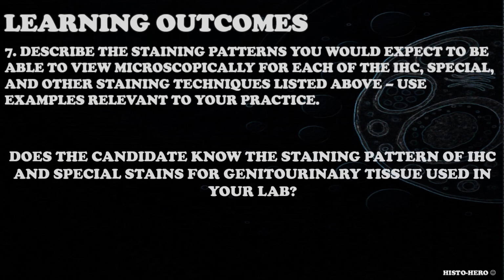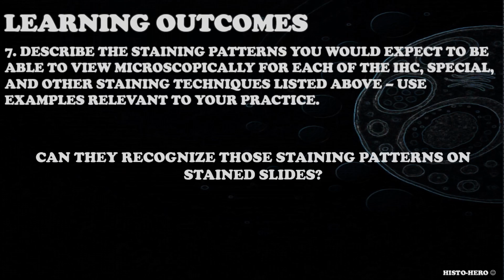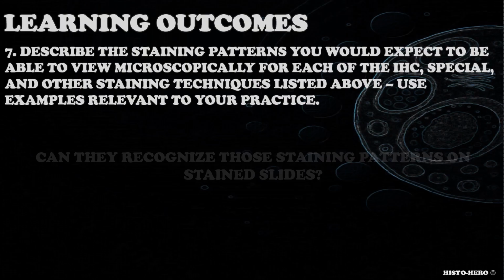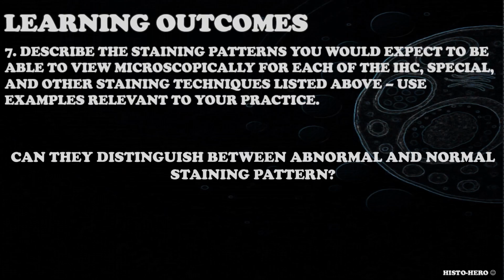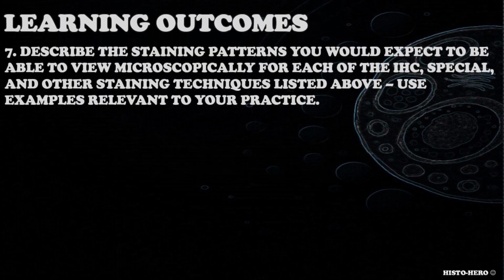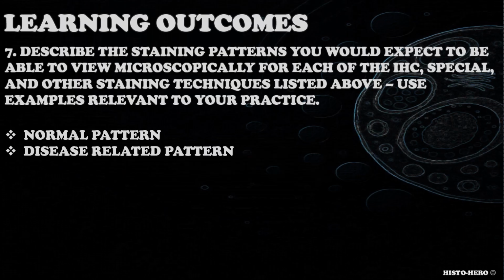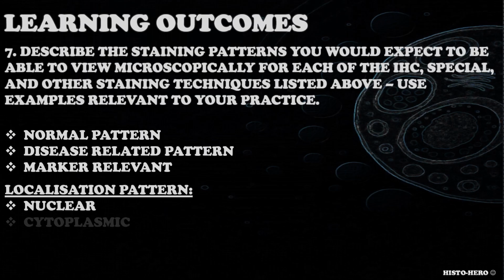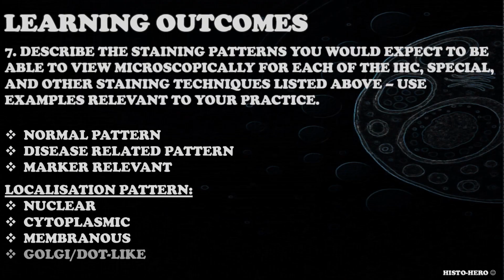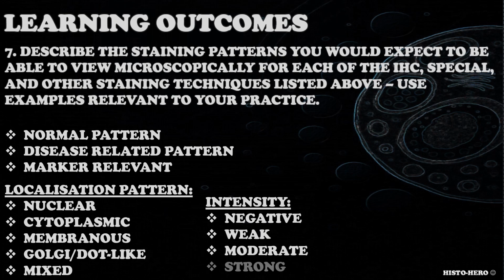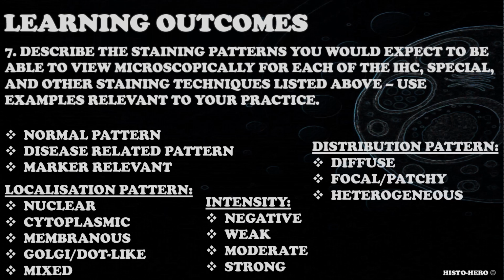Does the candidate know the IHC and special stains for genitourinary tissue used in your lab? Can they recognize those staining patterns on stained slides? Can they distinguish between abnormal and normal staining patterns? Candidate could consider normal and disease-related staining patterns, marker and stain-relevant patterns, localization patterns like nuclear, cytoplasmic, membranous, Golgi or mixed staining, intensity of staining like negative, weak, moderate, or strong. Distribution patterns like diffuse, focal, heterogeneous, or peripheral.